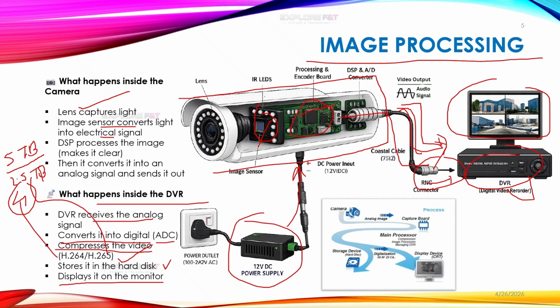You can also check one more picture. This is called cam one processing, main processor. Here is just a roadmap of how it works: the camera captures video, the analog image capture board, the main processor, which is a DSP, and then it stores into the hard disk, and then you can view it on the monitor.